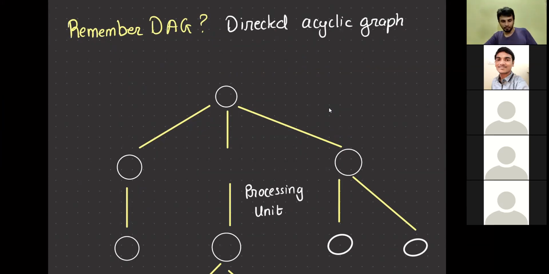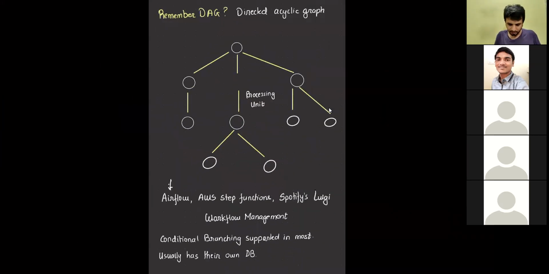So typically what we use to do this is something called a workflow management tool. If you have heard of Airflow or AWS Step Functions, this is exactly that. It is based on a directed acyclic graph, where each node might be on the same server or a different server. Each node of this graph is one processing unit.